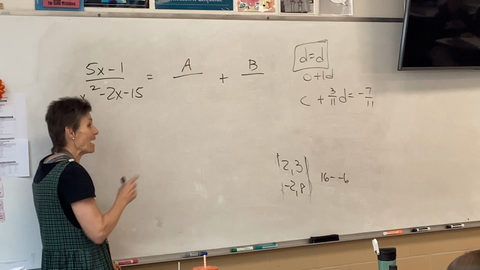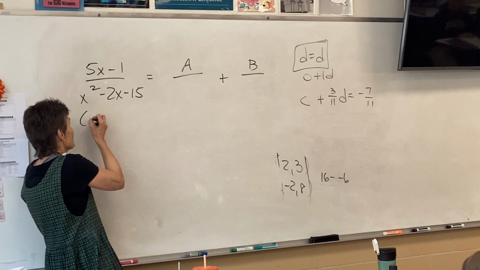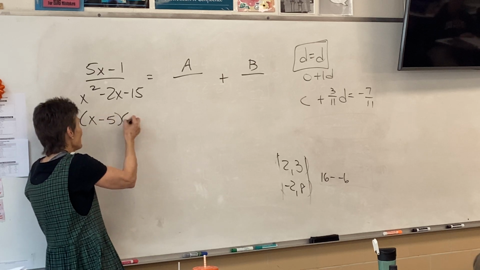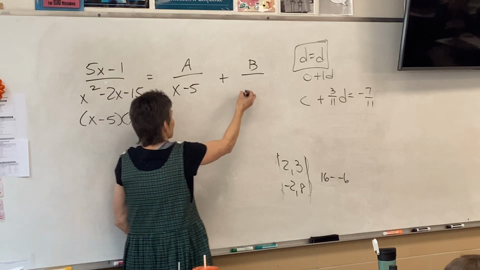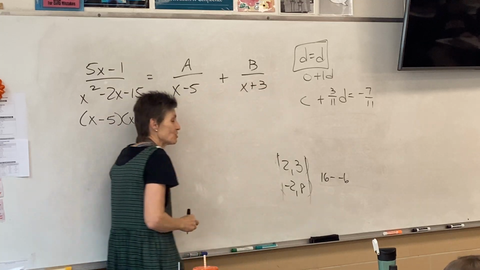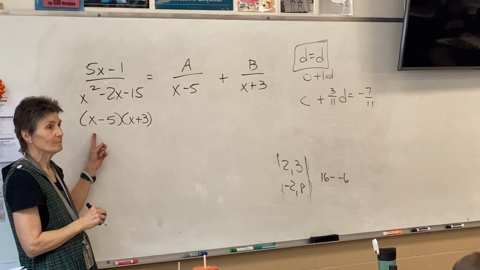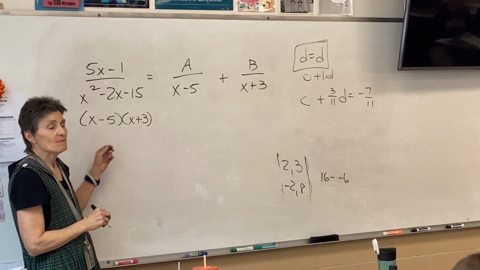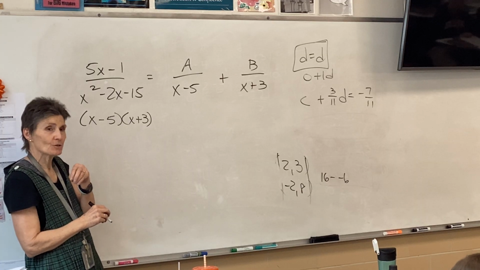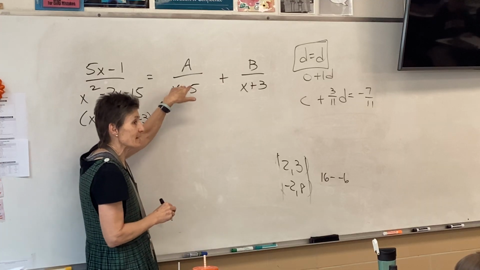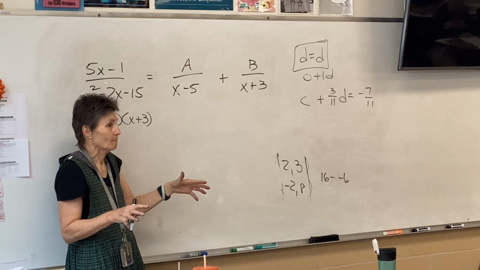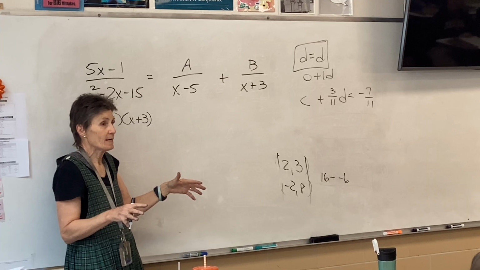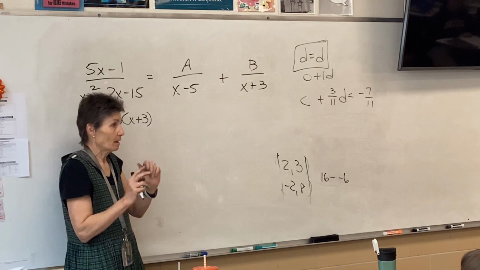The denominator factors, that's exactly right. So x minus 5 and x plus 3. So that is step 1. Factor the denominator, and then those factors become the individual denominators of the two little fractions. Okay, that's step 1.